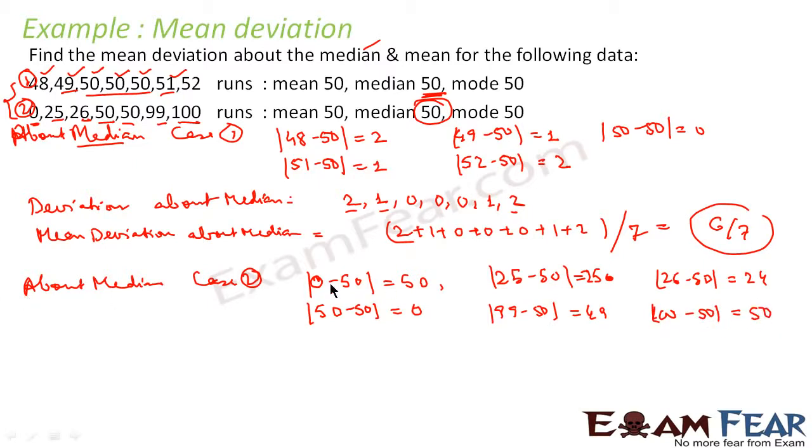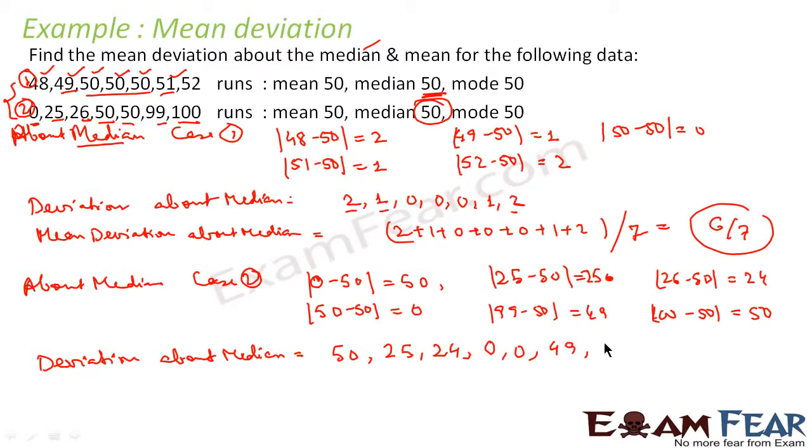These are the values we have got. So let's now write the deviation about median for this case. For 0 it is 50, so I'll say 50, comma, for 25 it is 25, comma, for 26 it is 24, comma, 50 is 2 times, for 50 it is 0, so 0, 0, for 99 it is 49, comma, and for 100 it is 50. Correct? That is the deviation about median.